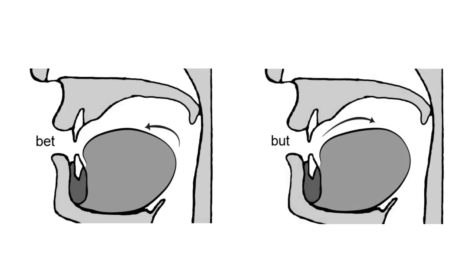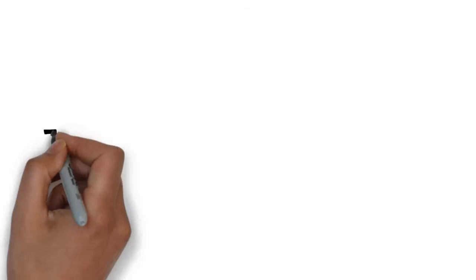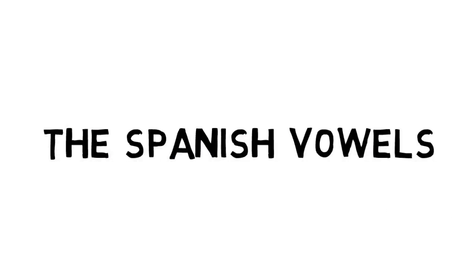Compare as in bet and as in but. Your tongue goes forward for bet and pulls back for but. Now, if you'd like a much more in-depth discussion about vowel formation, check out some of the videos linked below. But for the beginning, it's about all you're going to need. So let's get to some Spanish. As before, I have Elena here to help me out with this.